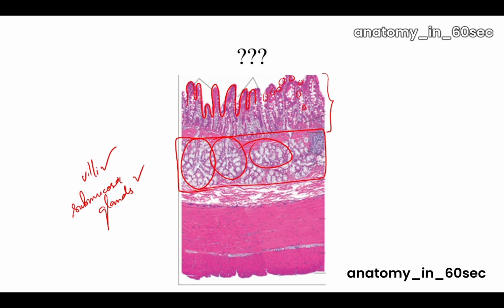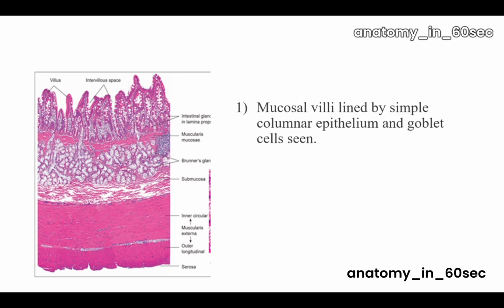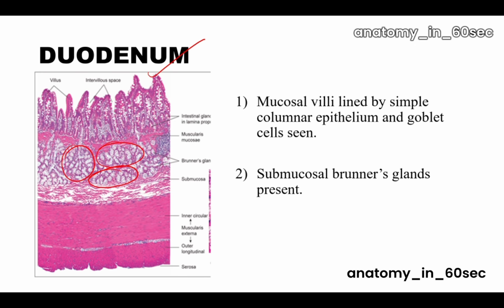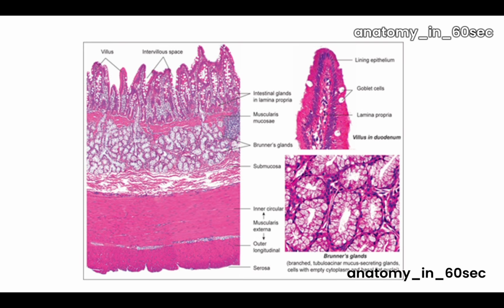So what must be the slide? It is duodenum. So the mucosal villi is lined by simple columnar epithelium with goblet cell, and in the submucosa you can appreciate the Brunner's glands. So the slide is duodenum. So this is the high power view of the duodenum slide. So try to appreciate the submucosal glands and the foldings. These are the villi, which are the finger-like projections that is increasing the area for absorption.